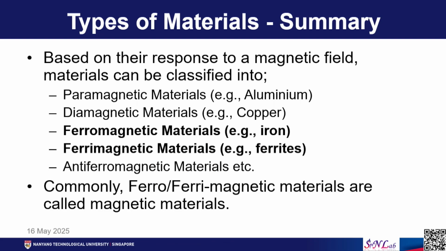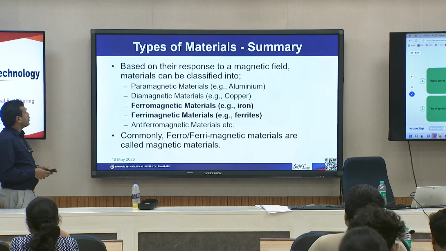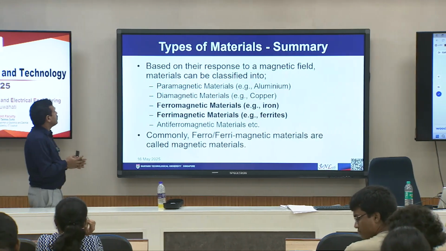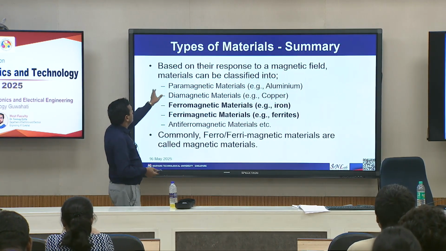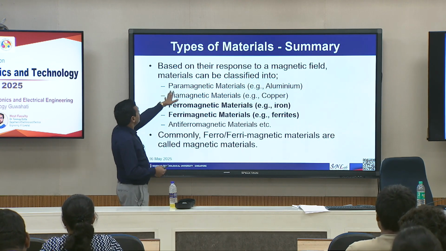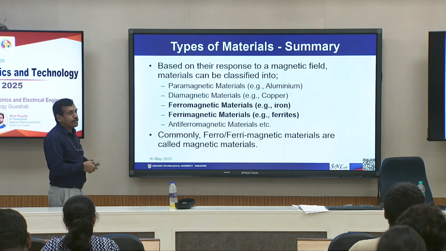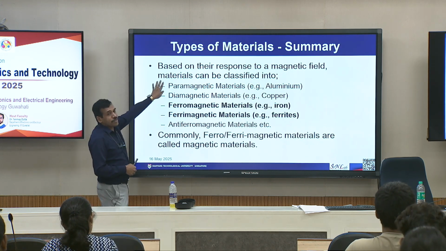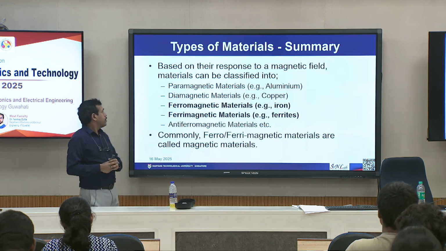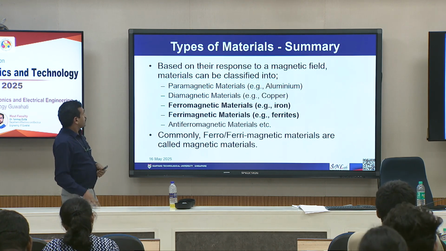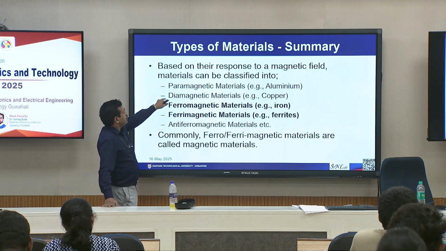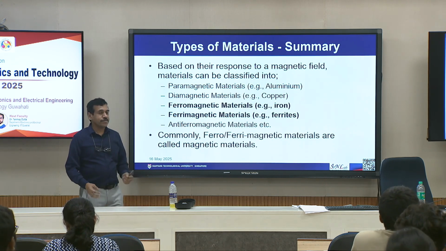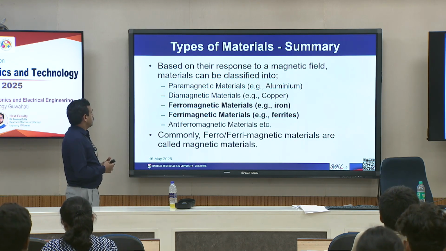Okay, let us resume. So far we have been learning about a few different types of material. We can classify materials based on how they respond to a magnetic field. We learned that paramagnetic materials are weakly attracted to magnets, diamagnetic materials are weakly repelled, and ferromagnetic and ferrimagnetic materials are strongly attracted.